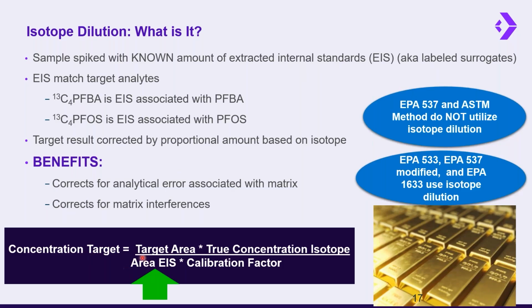So this really allows the analysis to correct for any preparation or analytical errors, but really most importantly for any matrix interferences. And isotope dilution is really the gold standard for quantitation. It's required in EPA methods 533, 537 modified, and 1633. Probably okay that it's not used in EPA method 537 since this is for drinking water, and we don't really expect too many matrix interferences with drinking water. So, okay, that was your lesson on isotope dilution.